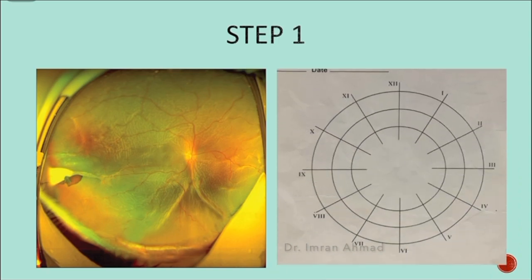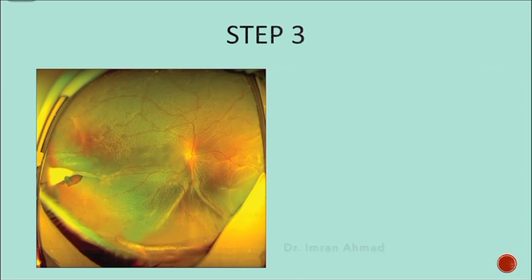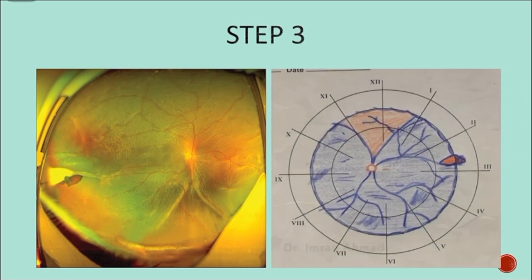Then in step 2, whatever we are seeing, we have to draw it over here. Like the break is over here, we need to draw the break. We have drawn the break over here at the attached retina, this wedge-shaped area, and the peripheral retina is detached with some folds in the retina, and the macula is off. And in step 3, we just need to bring it to the correct position, and that will be your diagram of the retinal detachment.